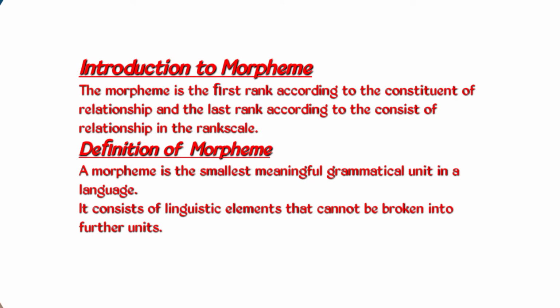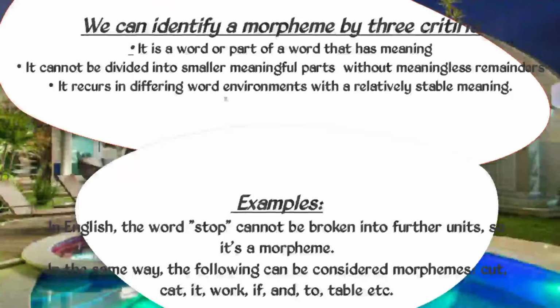The morpheme is the first rank according to the constituent relationship and the last rank according to the consist of relationship in the rank scale. Now let's look at the definition of morpheme. A morpheme is the smallest meaningful grammatical unit in a language. It consists of linguistic elements that cannot be broken into further units.